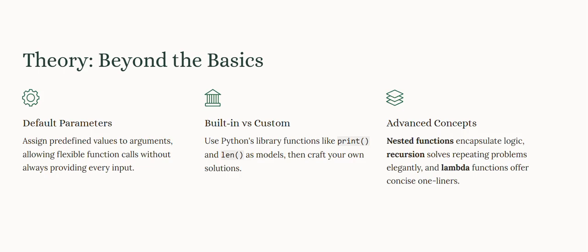And built-in versus custom advanced concepts. So what are the four parameters? Assign predefined values to arguments. Align flexible function calls without always providing every input. Assigning a predefined value to arguments, a value that was already defined earlier by you. It allows flexible function calls without always providing input.